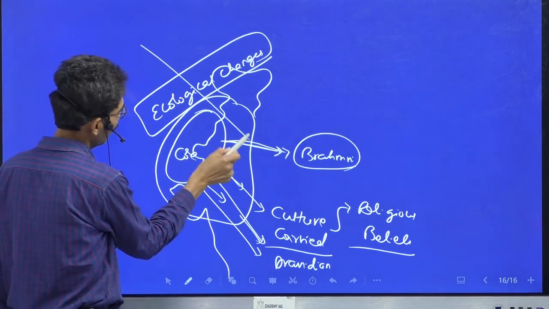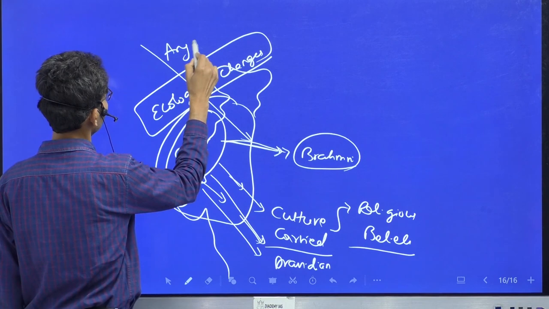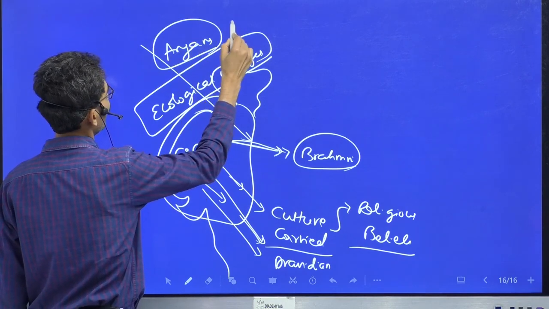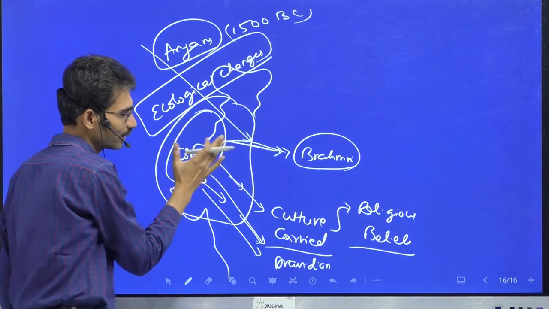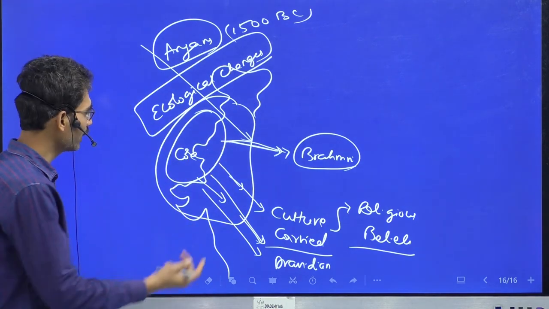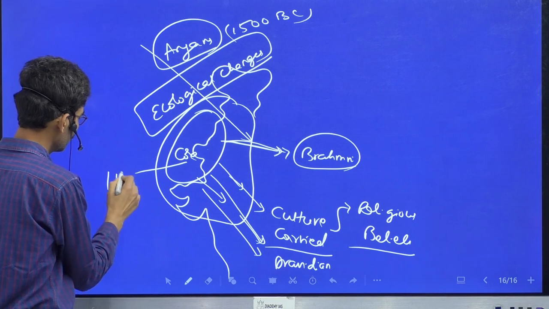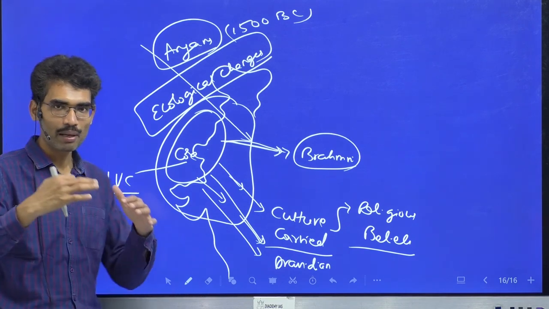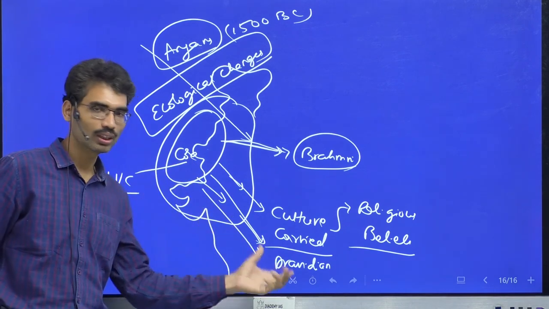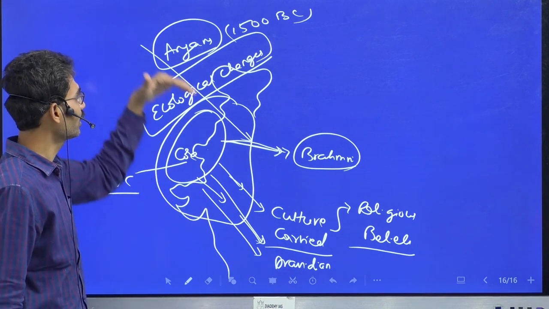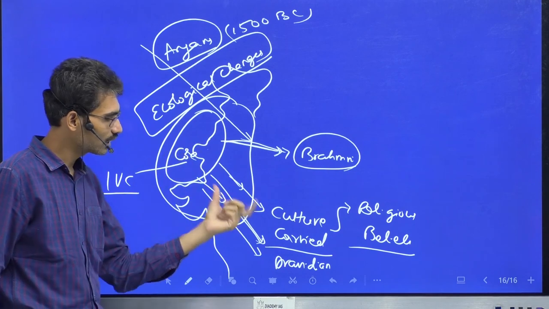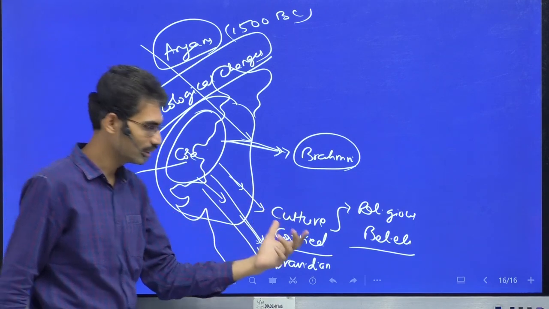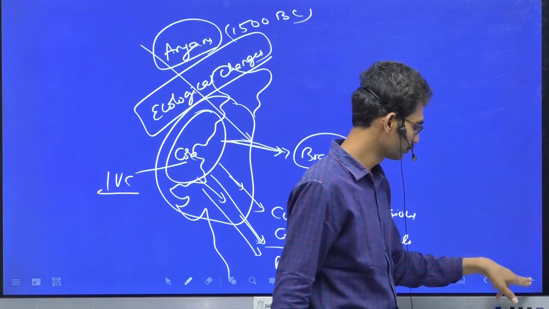By this time, Aryans migrated. Around 1500 BC, they migrated to this area. By that time, already Indus Valley people abandoned their cities and they moved to the new areas. That's why Aryan invasion theory was discarded. Ecological disaster theory was accepted as the main theory behind this.